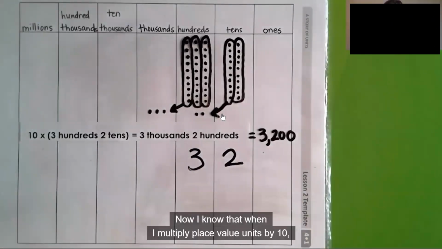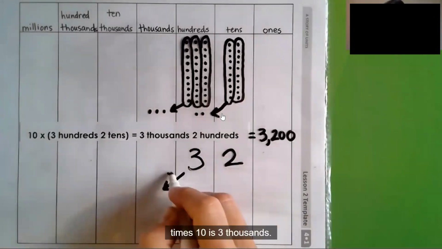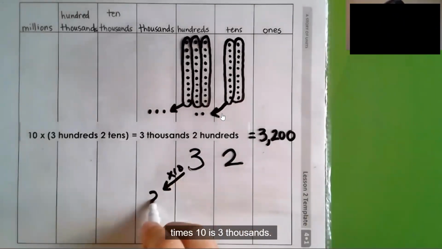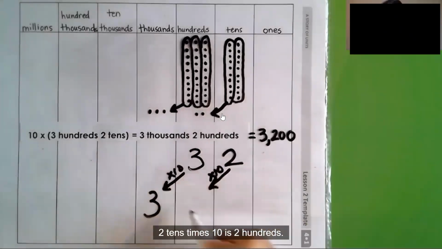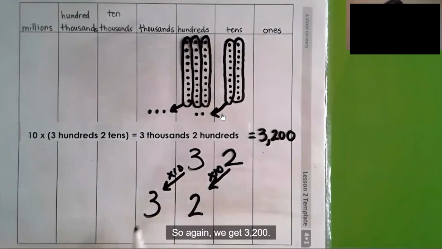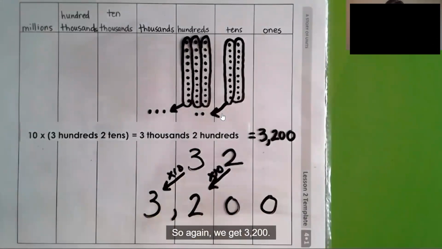Now, I know that when I multiply place value units by 10, each digit will move one place to the left. So 3 hundreds times 10 is 3 thousands. 2 tens times 10 is 2 hundreds. So again, we get 3,200.